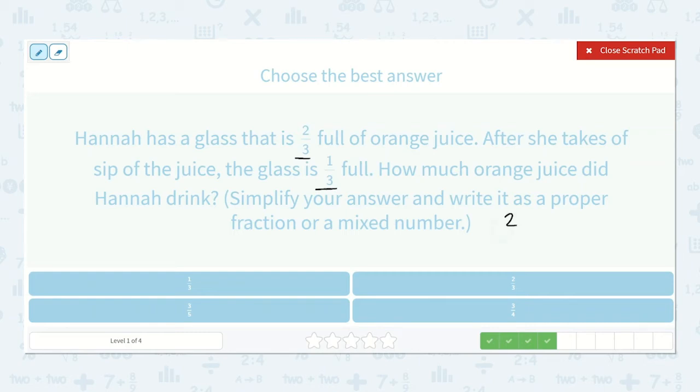So if it was 2/3 full, and after she takes a sip of the juice, the glass is 1/3 full, we can subtract that 1/3 to find out how much she drank. 2 minus 1 is 1. And then our denominator stays the same because we're saying 2/3 minus 1 of those thirds will still be 1/3. And there is our answer.